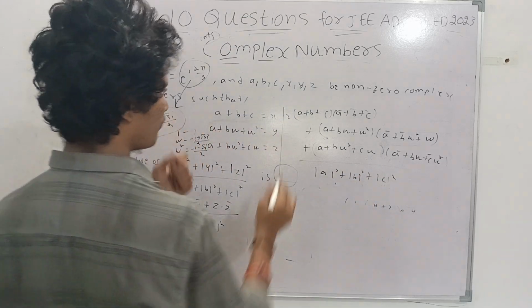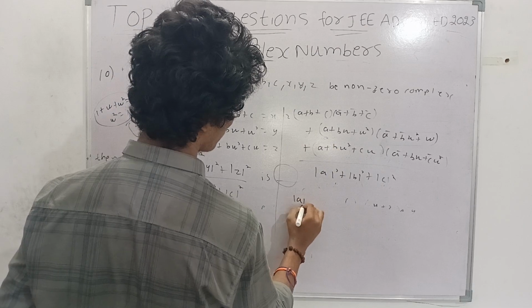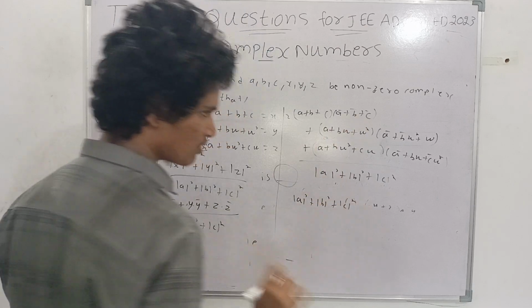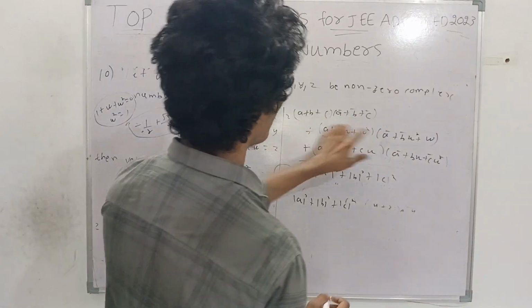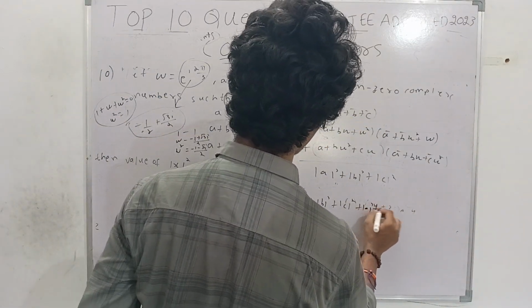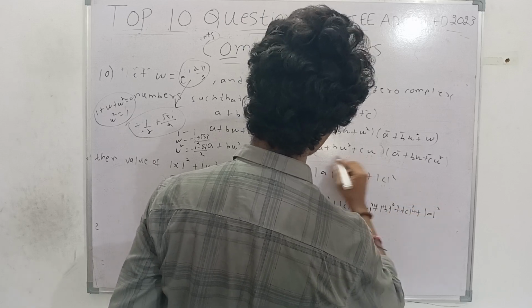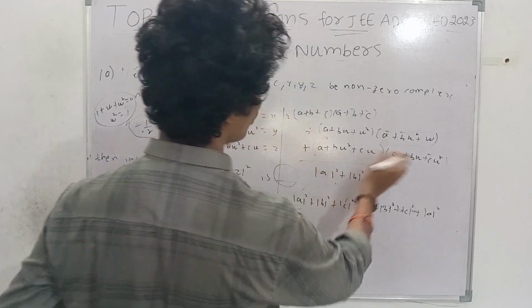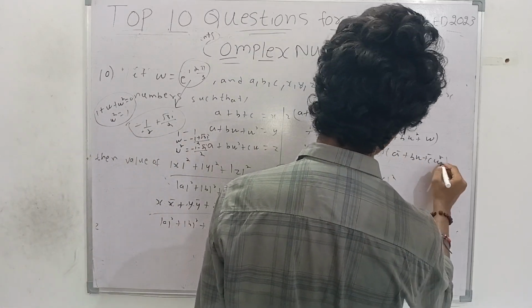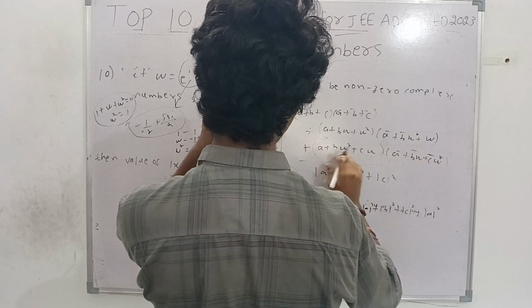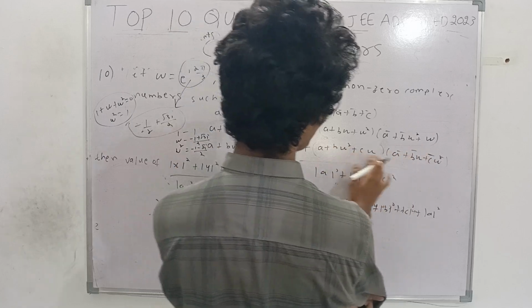We already know that when we multiply a into a bar, we get mod a square. When we multiply, we get mod a square, mod b square, mod c square, and the remaining things are neglected. And same here: a into a bar plus b into b bar plus c into c bar gives mod a square plus mod b square plus mod c square.